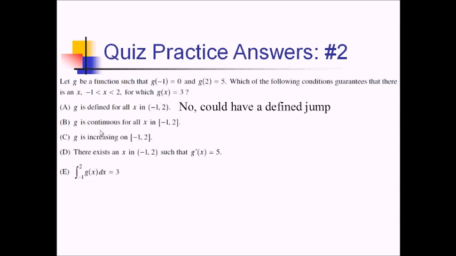How about B? g is continuous for all x on the closed interval from negative 1 to 2. Well, this is the condition for the intermediate value theorem, and this guarantees that you're going to hit all the y values between y equals 0 and y equals 5. So this is a big yes. The IVT, which guarantees this, requires continuity.